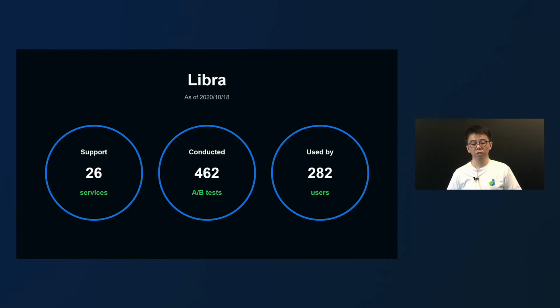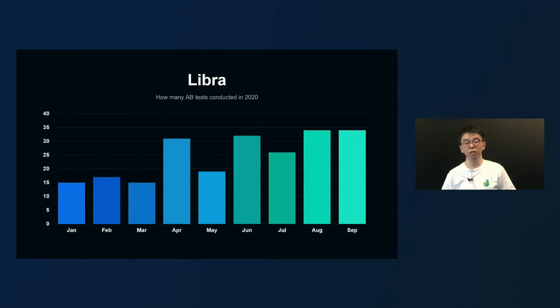So this Libra's utilization is now explained. As of September, 26 services within LINE were supported. A total of 462 A/B tests were completed. And so far, the number of users accounts for 282 users.